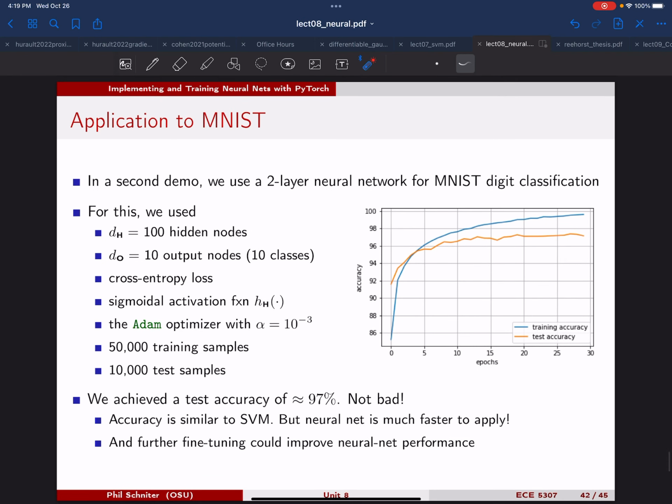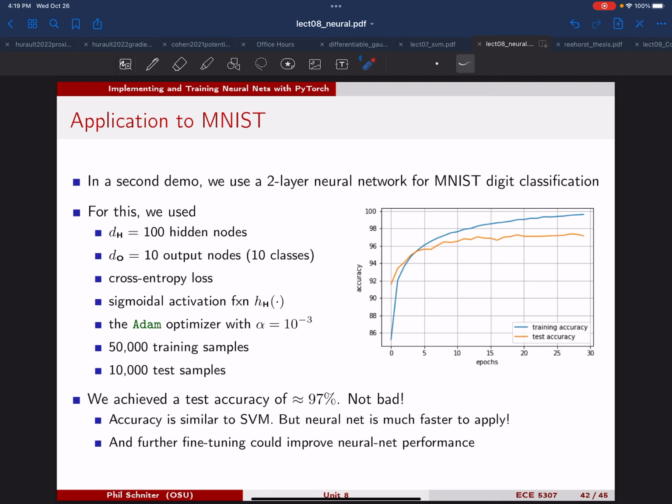So we're going to now take a very similar network and apply it to MNIST. MNIST is what we saw last unit when we did support vector machines. The only difference between this network and the one on the previous page is we're going to use a cross entropy loss because we have 10 classes. The last network was for binary classification. Now we just have 10 outputs, cross entropy loss.